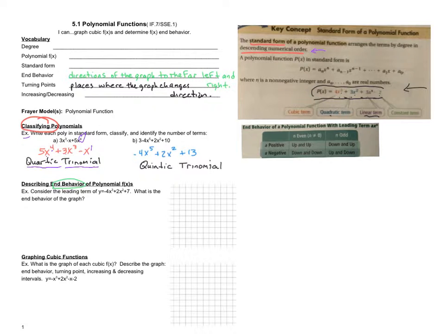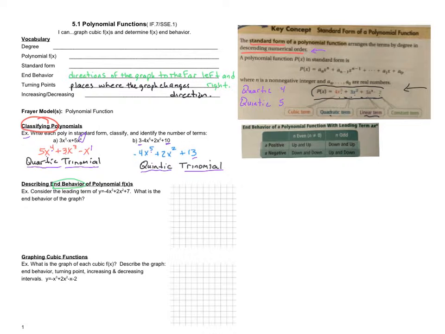Looking at B, we do have some terms that can be combined. We have a 3 and a 10. So when I'm reordering this in standard form, I make sure to combine like terms. I end up with negative 4x to the fifth plus 2x squared plus 13. There are 3 terms there, so I do have a trinomial. Because it is to the 5th power, that is known as quintic. And so there you go.